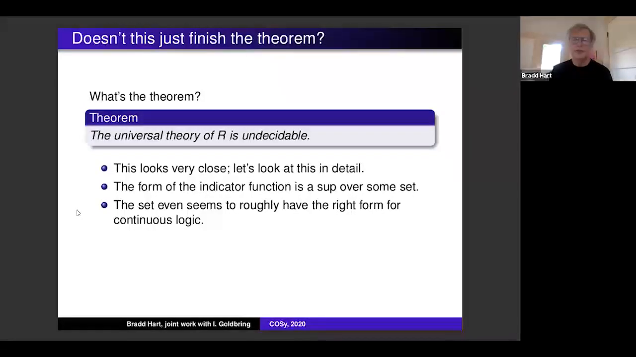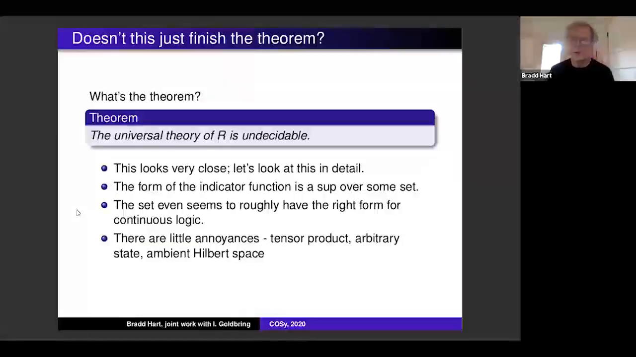So the set looks like it might be the range of something that we can get our hands on using continuous logic. There are some annoyances. There was a tensor product involved there, but dealing with tensor products is often difficult in this area. There was an arbitrary state thrown around. You had ambient Hilbert spaces and stuff like that. So there's a few things that you have to work out. I don't think I'm going to be able to completely convince you of this, but let me try.